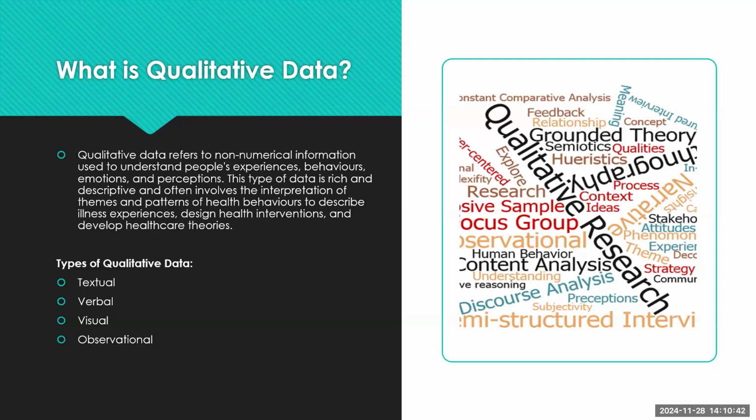So there are various types of qualitative data, which are textual, verbal, visual, and observational. So in this case, we will be focusing more on the data that we call verbal. So here, this is where our participants are engaging with us and they are giving us feedback or giving us insights so that we can understand their opinions or experiences.